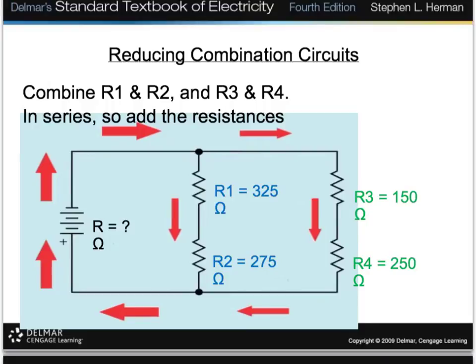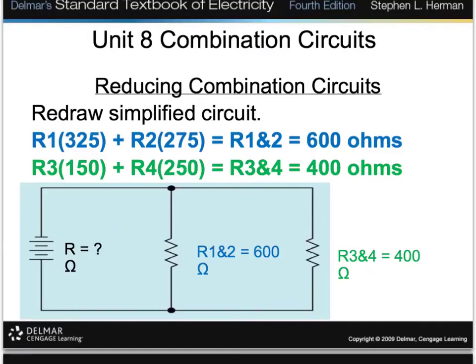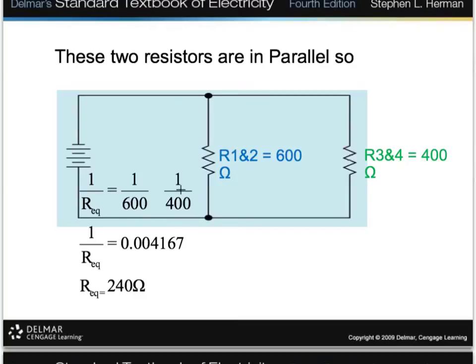So we're going to add 325 and 275, and that's going to give us the equivalent resistance for these two together. And then we're going to add 150 and 250, and that's going to give us the equivalent resistance for these two together. So R1 and R2 together will be 600 ohms. That's the 325 plus the 275. R3 and R4 together will be 400 ohms. That's our 150 ohms and our 250 ohms, which is 400 ohms. Okay, so there's R1 and 2, all combined together, 600 ohms. R3 and 4, 400 ohms.